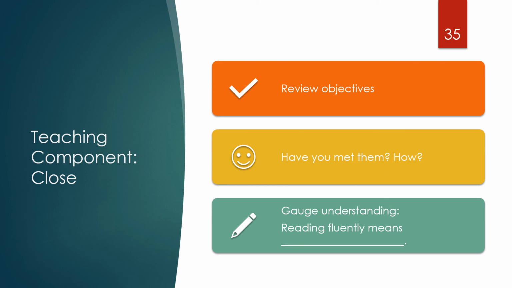You'll also want to gauge student understanding. One simple way to do so is in the form of a sentence starter. Give an example, such as "reading fluently means," and have students write their responses. This allows you to monitor who really grasped the content and who might need more practice.